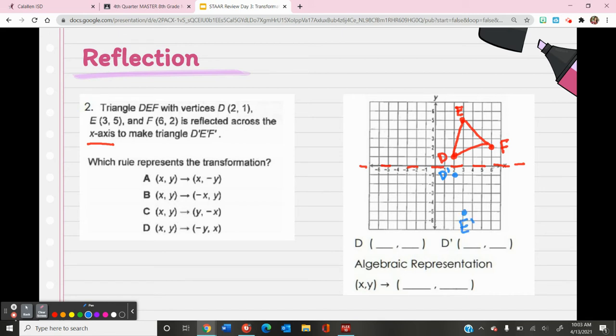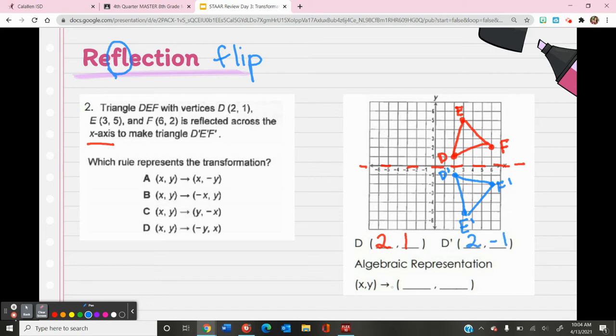And then we have F prime. This is 2 points above the point of reflection, so it should be the same distance away. And plotting this, again, a reflection, in the word it has the letters F and L, so this is just a flip. I just flipped my triangle across the x-axis. So for D, I started off at (2, 1). And for D prime, I am now at (2, negative 1).